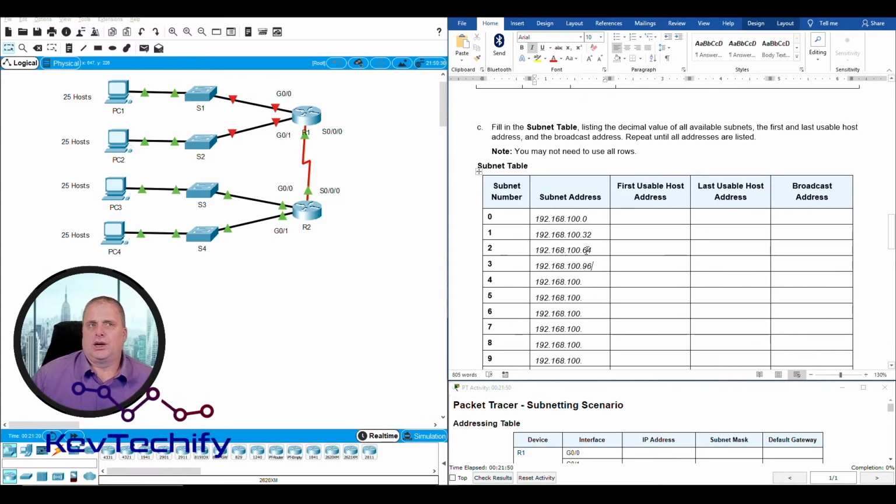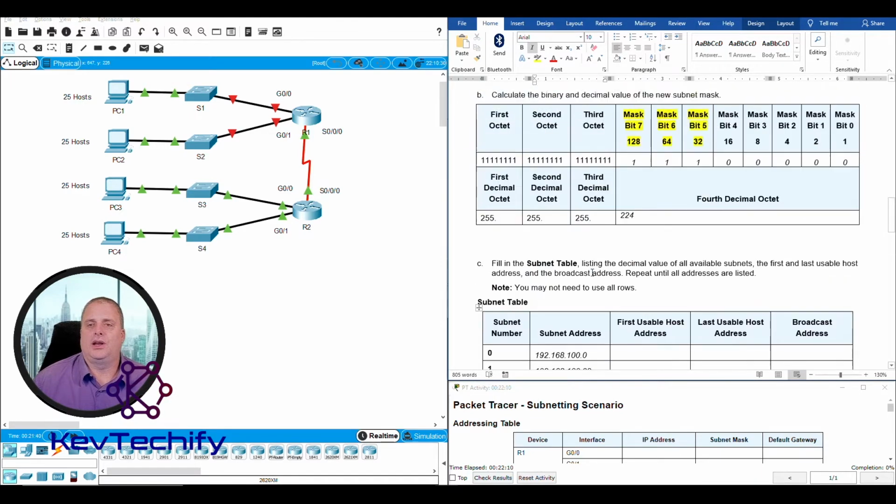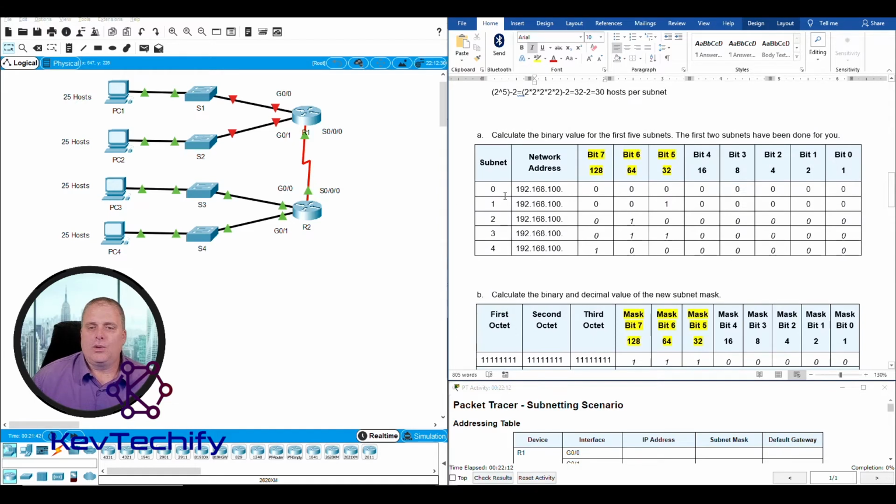As we look here, notice there's a pattern. Each subnet address, each network address here, this is 0. The difference between 0 and 32 is 32. The difference between 32 and 64 is 32. The difference between 64 and 96 is 32. What we're doing is adding 32 each time. For me, what I do is I do the first 3, 4, maybe even 5.